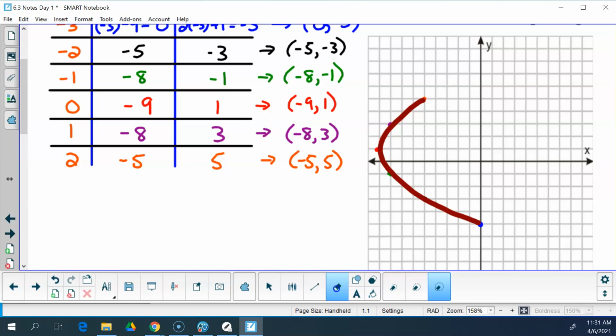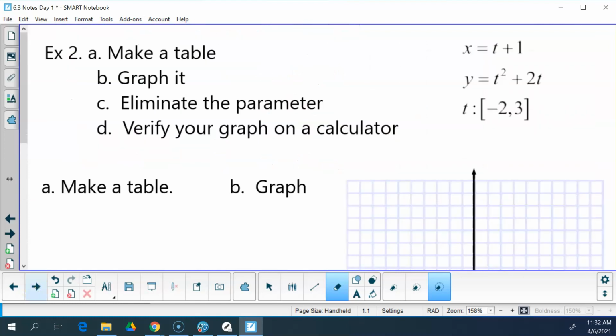If you turn your page over to page 2, you will find example 2. What I would like you to do on example 2 is graph it by hand, make the table, and eliminate the parameter. So we want you to eliminate t at this time. When you're done with that, then we will verify it using a graphing calculator. Then we'll verify it using decimals.